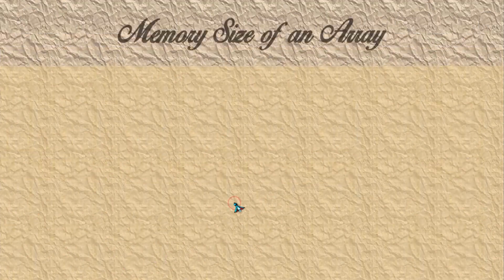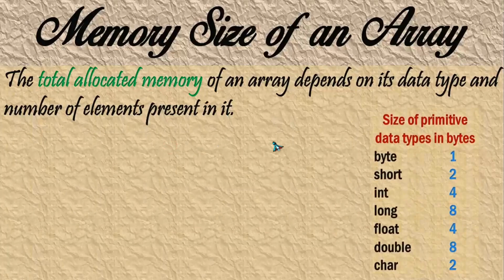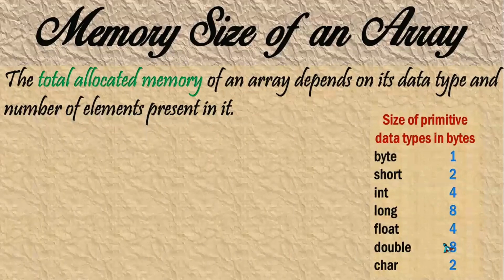Let us learn how to calculate memory size of an array. The total allocated memory of an array depends on its data type and the number of elements present in it. We know the data types' memory size: byte will have 1 byte, short 2 bytes, integer 4, long 8 bytes, float 4 bytes, double 8 bytes, and then character 2 bytes.